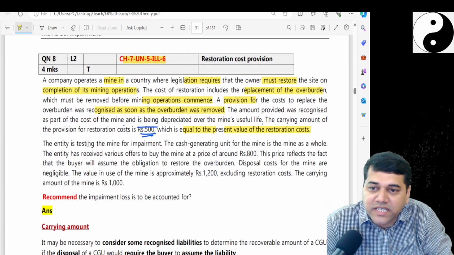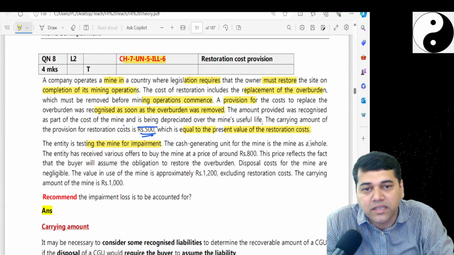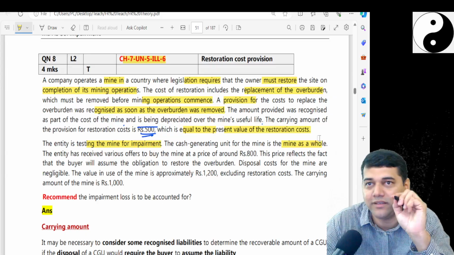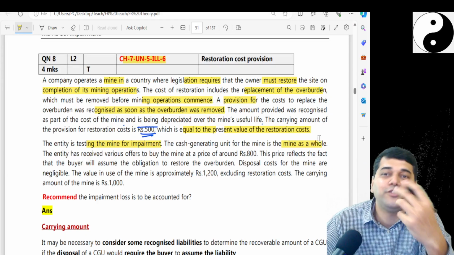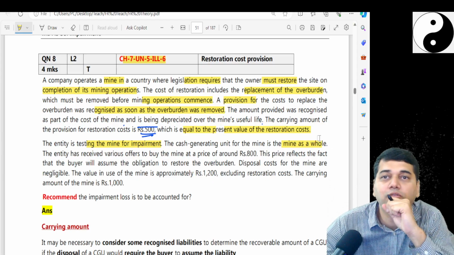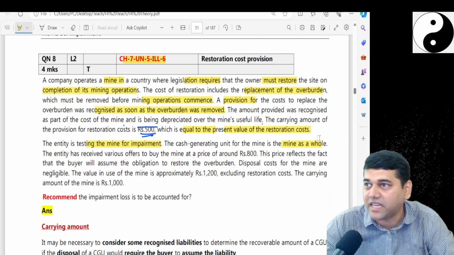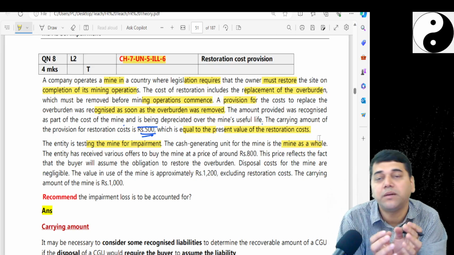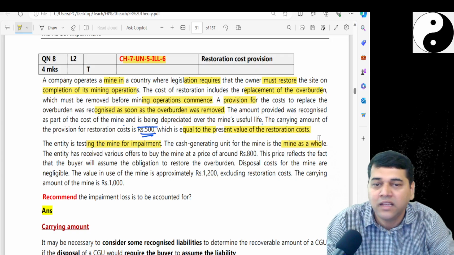The entity is testing for impairment. Now comes the issue. The CGU for the mine is the mine as a whole. Yes, now it makes sense. What is the meaning of this sentence? CGU of the mine is the mine as a whole, means what? What did you understand? None of the individual assets can earn any cash flow on their own, and cash flow comes from the mining, like tipper, building, excavator, mining land, as a whole.